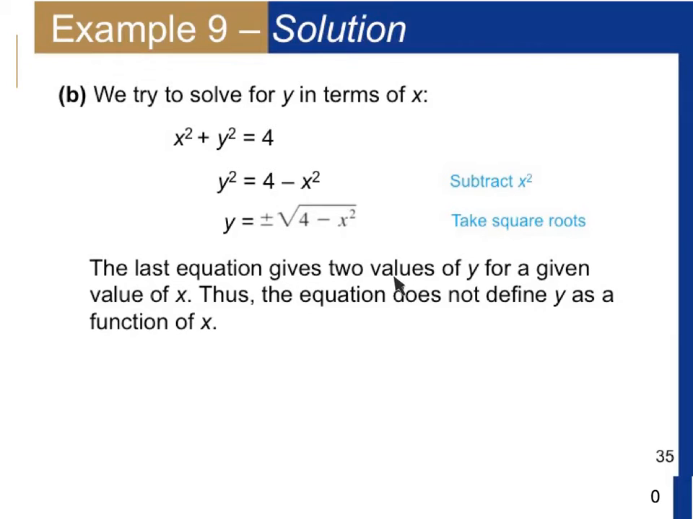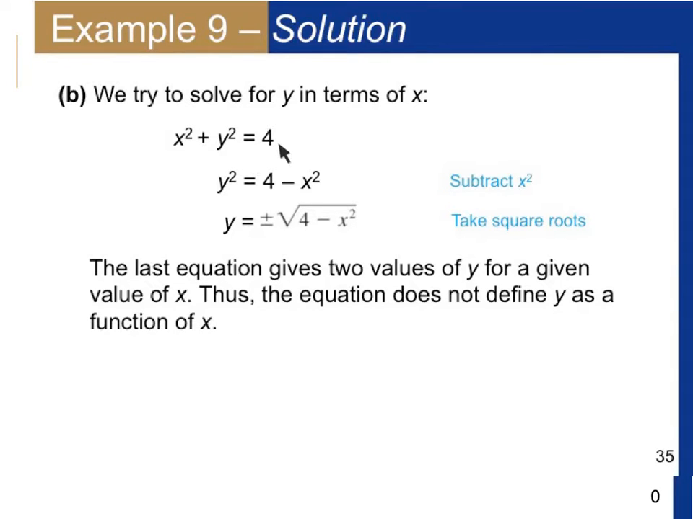Okay, b, however, we have x squared plus y squared equals 4. When I try to get y by itself, I subtract x squared on both sides, and I take the square root of both sides. So I get y equals plus or minus square root of 4 minus x squared. Notice it's giving us two different y values for a given x. So let's say when x is 0, I get y equals plus or minus square root of 4, which is plus or minus 2, which is not good, right? Because we can't have a repeated y. So this does not define y as a function of x. This is not a function.